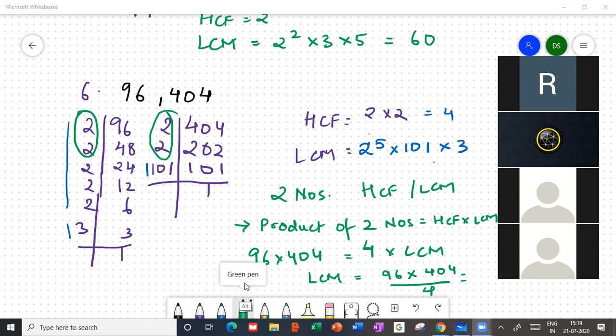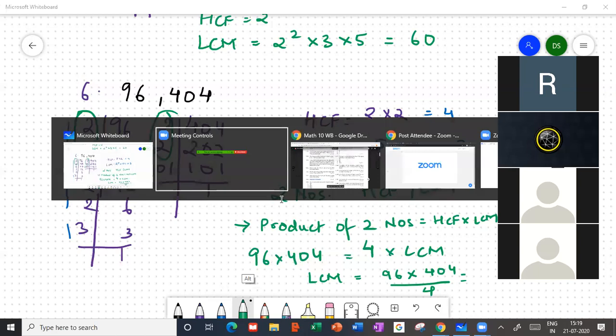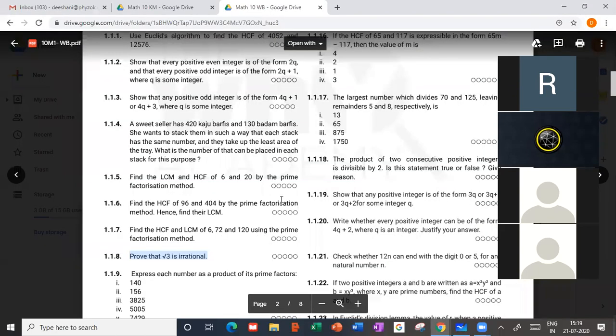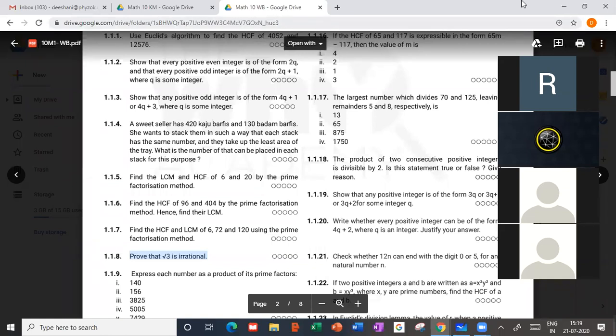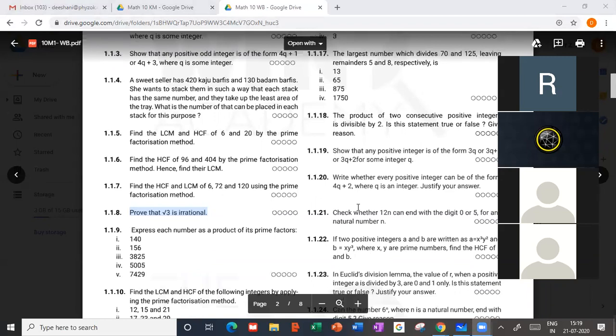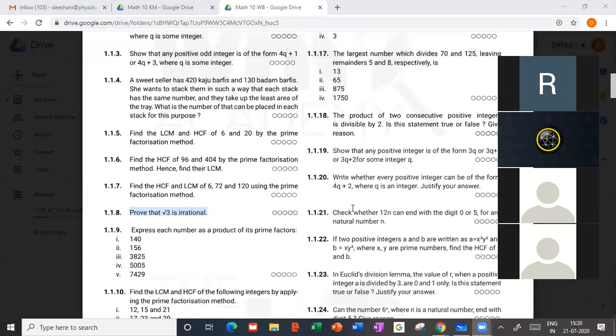So does anybody still have a doubt in understanding what is LCM or HCF, anything like that? Not comfortable? Okay, so you got it right. Then let me see all of you solving the seventh one. It's based on the same principle. Find the HCF and LCM of 672 and 120.